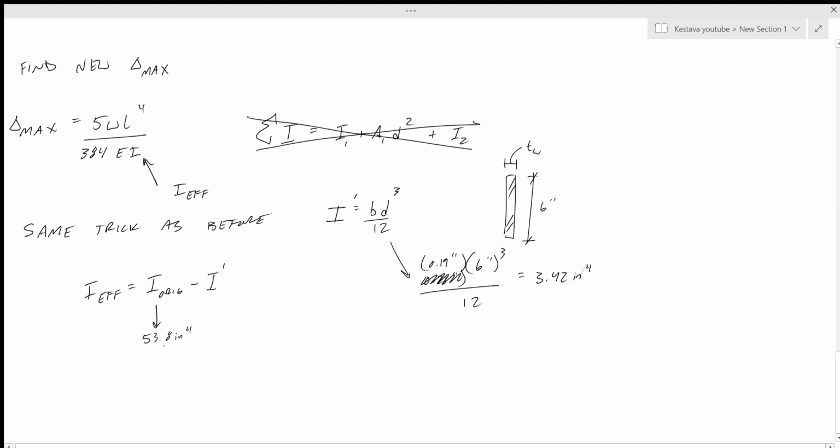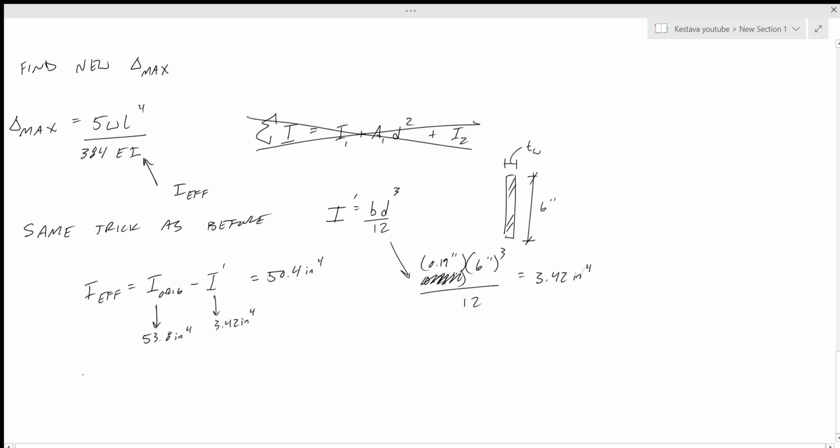It's already calced out for a W10 by 12, so don't go calculating that yourself. You can just pull it right out of the manual. And then I prime is 3.42 inches to the 4th. So not a big reduction, and I'll talk about that in a second here. So I effective is going to equal 50.4 inches to the 4th.